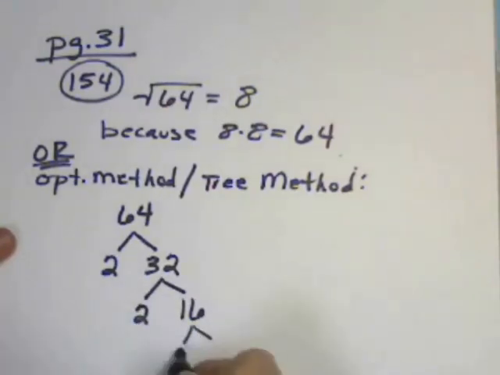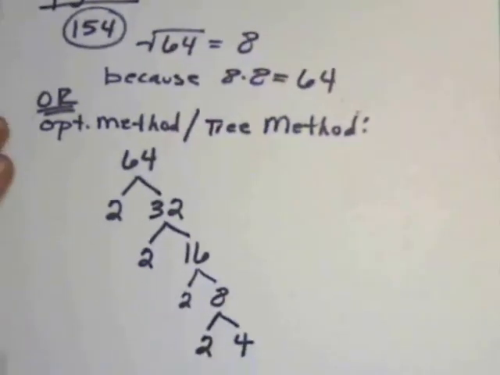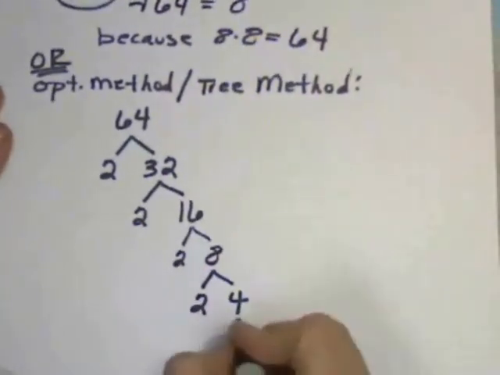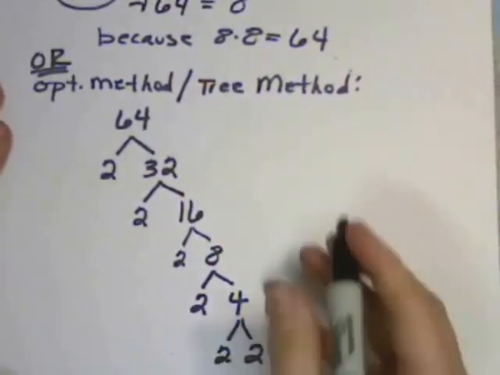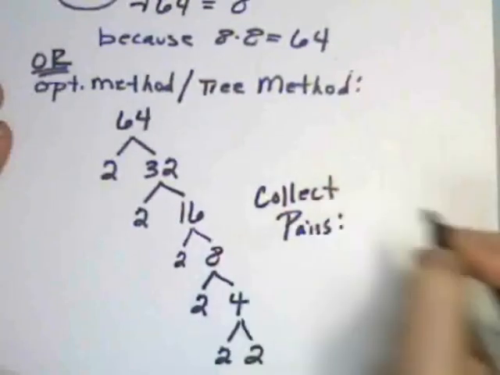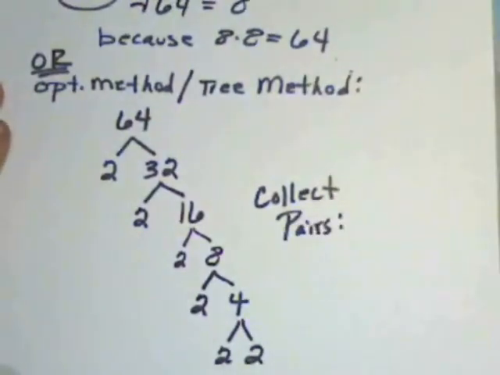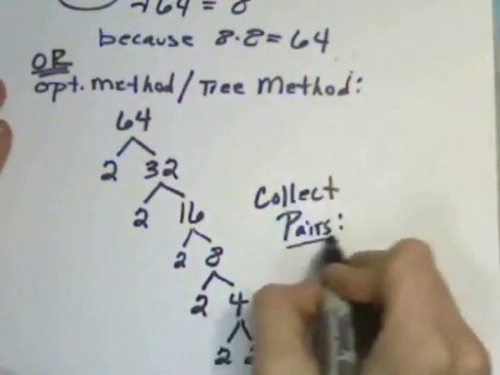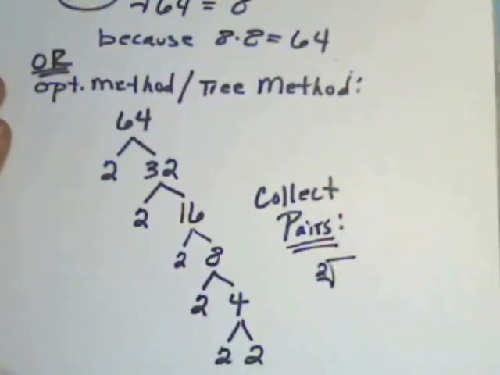For the 16, pull out a 2. 2 times 8. Then for 8, we pull out a 2. 2 times 4. And for the 4, we're going to get 2 times 2. And once again, the idea is collect your pairs. Because you are looking for square root, we're going to collect the pairs of numbers that we have. And again, the reason it's pairs is because we're thinking square root. We're thinking groups of 2.